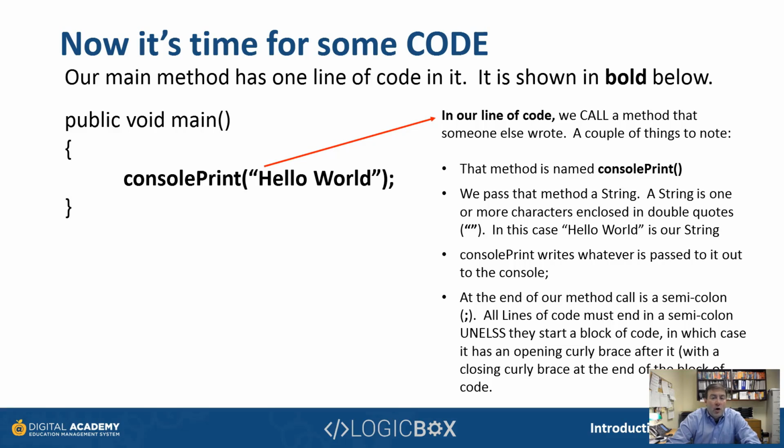If we want to call a method that someone else wrote, we don't need public, we don't need the return type. We just write the name and we pass any parameters that are necessary. In the case of console print, it's going to take a parameter that is a string. A string is just text. Text is enclosed in double quotes. Anything that's within the double quotes will be printed to the console.